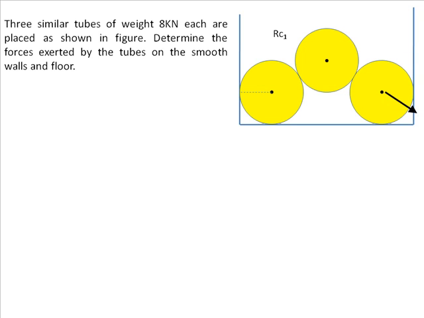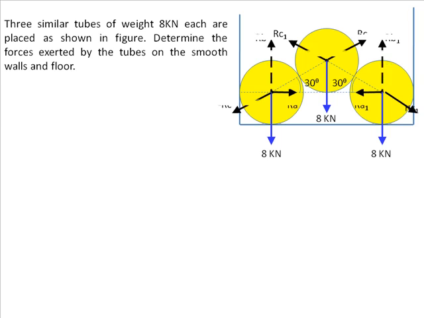let's read the problem. Three similar tubes of weight 8 kilonewtons are placed as shown in the figure. Determine the forces exerted by the tubes on the smooth walls and floors. See, here are the tubes with the given geometry, and if you draw the free body, these are the forces. What is asked is what reactions are coming out of the wall and floor.